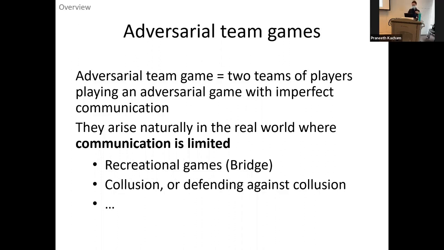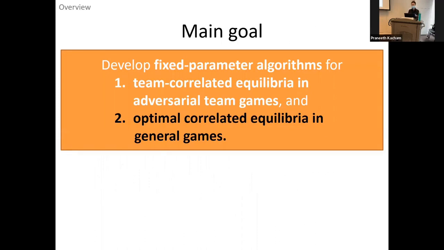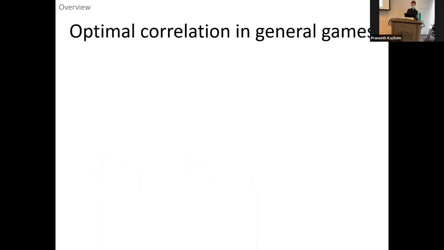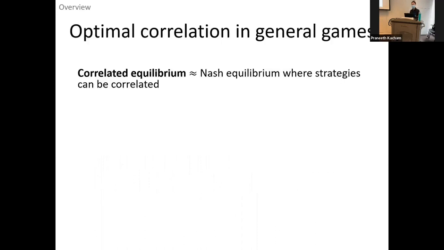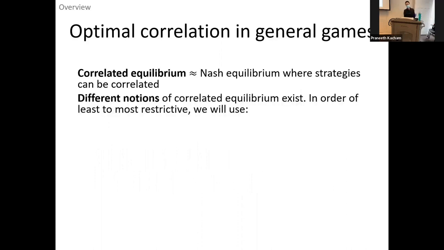Okay, so the second setting is optimal correlated equilibrium in general games. What do we mean by correlation first? A correlated equilibrium is basically, and I'll elaborate precisely on what this means later, a Nash equilibrium where the strategies can be correlated with each other. Different notions of correlated equilibrium exist. We'll actually be using three in this talk.